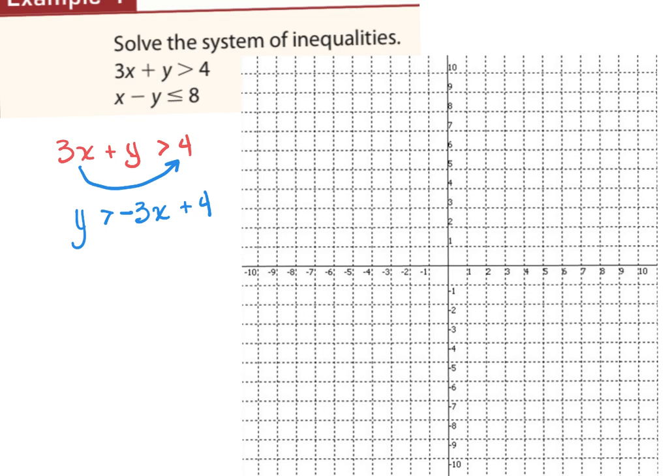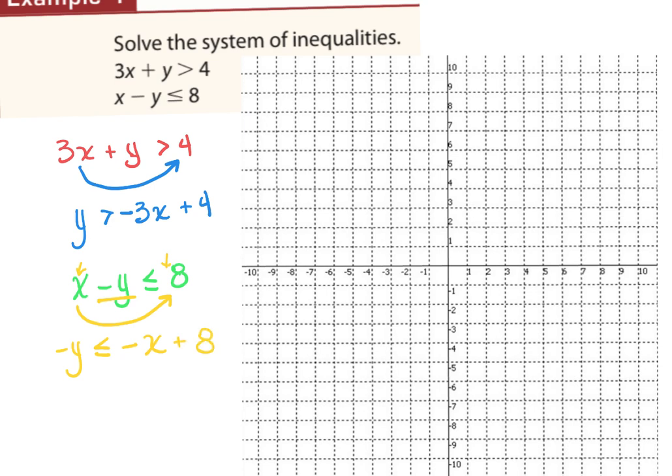Let's look at the next one. We have x minus y is less than or equal to 8. Once again, we need to move that x over. We have a negative y, so make sure you write the negative y. It is less than or equal to, because I moved it over, it went from positive to a negative x on this side. The 8 stayed the same, which is a positive 8.